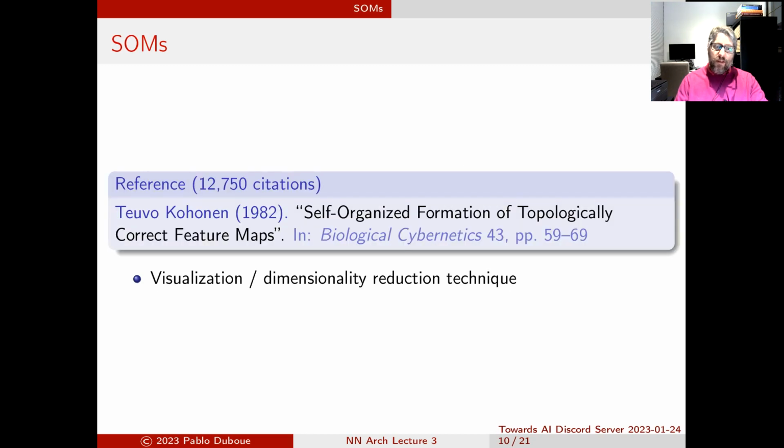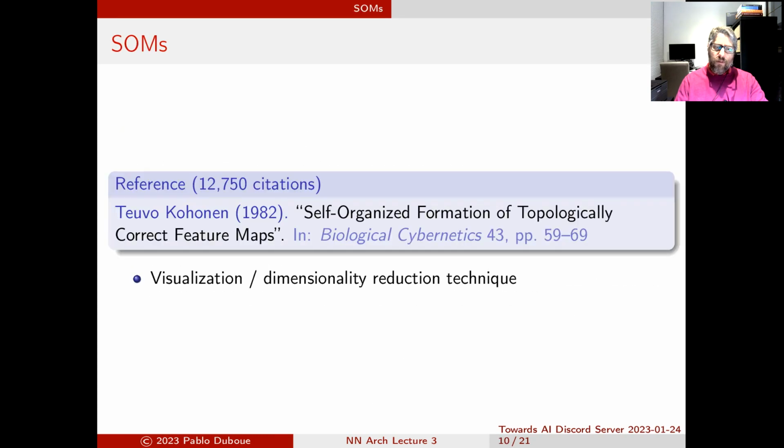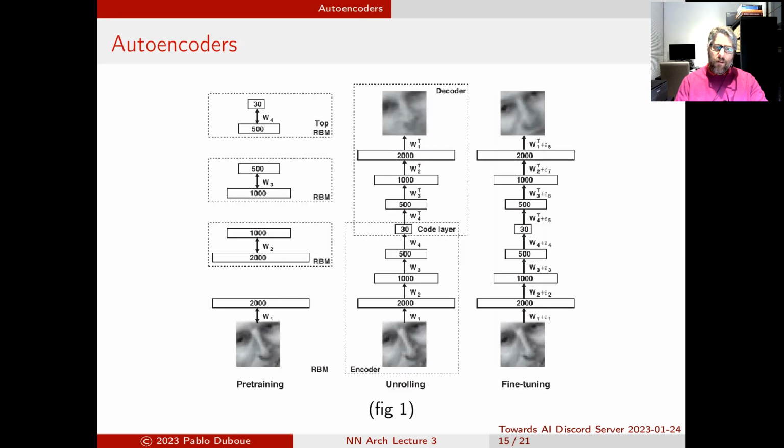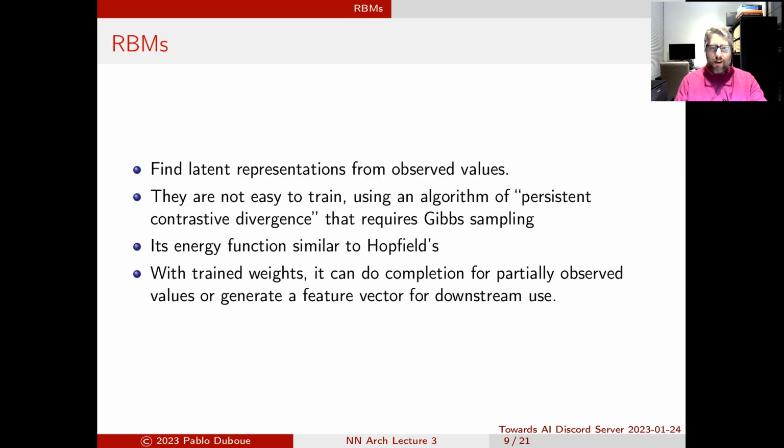And the reason that RBMs are so popular is because they were used by Hinton to train deep autoencoders in the early 2000s, and this is part of what sparked the deep learning revolution. But we are getting ahead of ourselves.